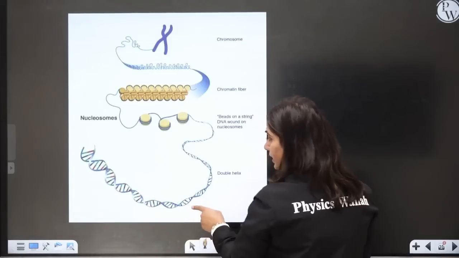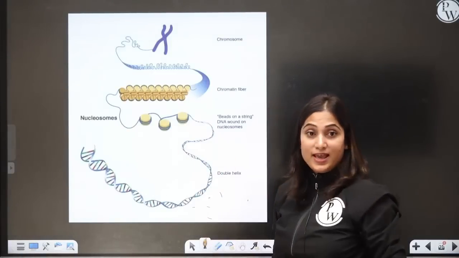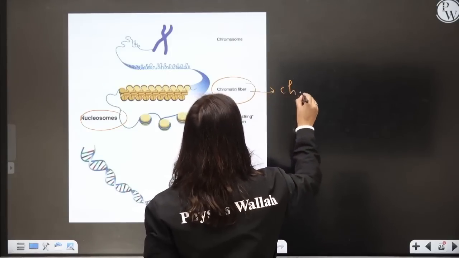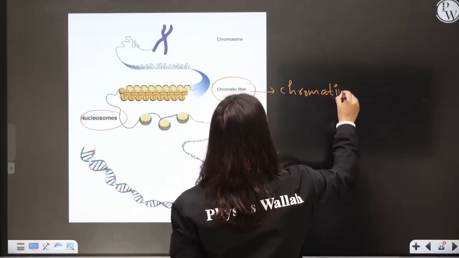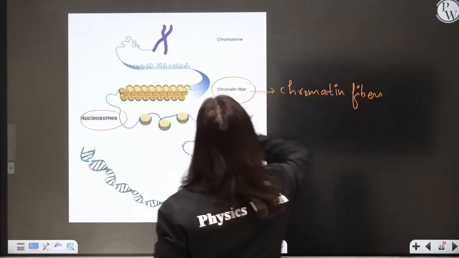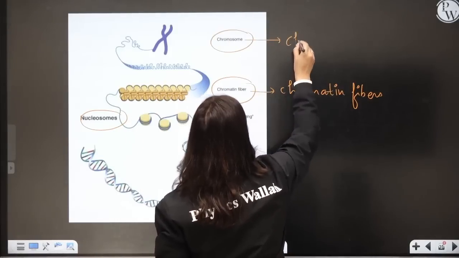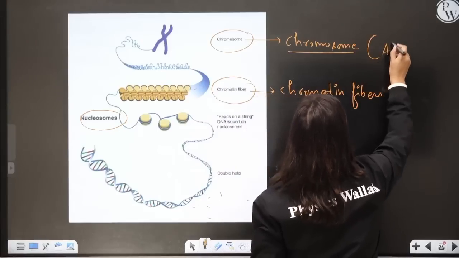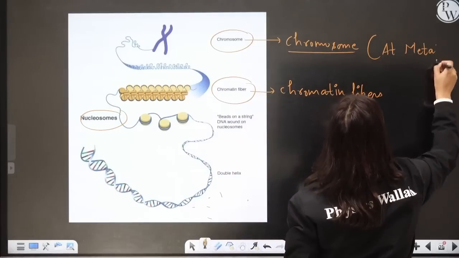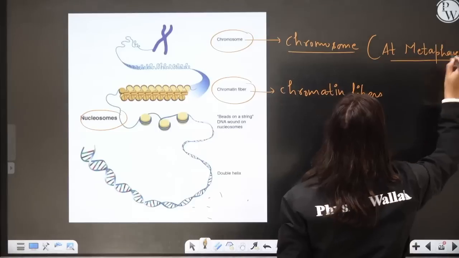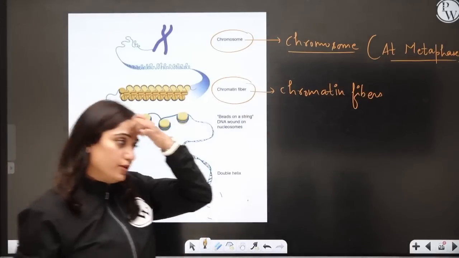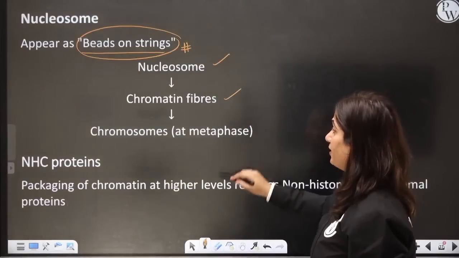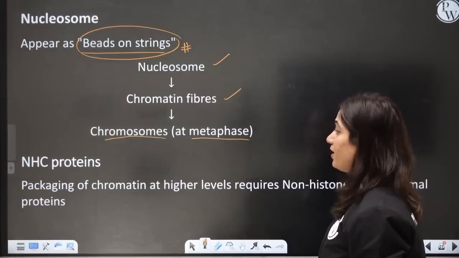So let's understand how packaging is done. First of all, DNA condenses to form nucleosome. Then nucleosome further condenses to form chromatin fibers, and ultimately it super condenses to form chromosome. Chromosomes are not seen in a resting cell, but the fully condensed form of DNA is seen in a dividing cell, and that too at metaphase. So nucleosome condenses to form chromatin fibers, then chromosomes, and chromosomes are seen at the metaphase.